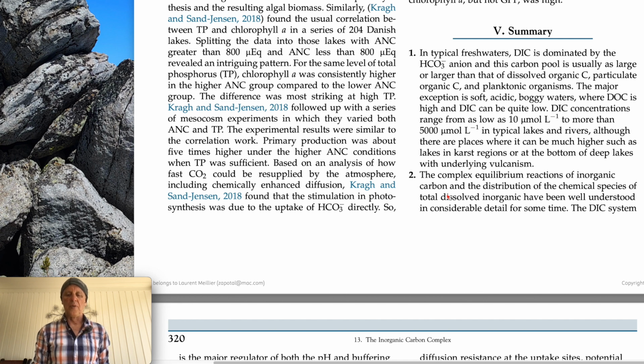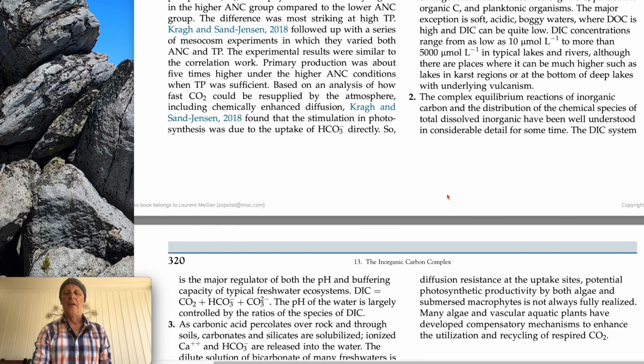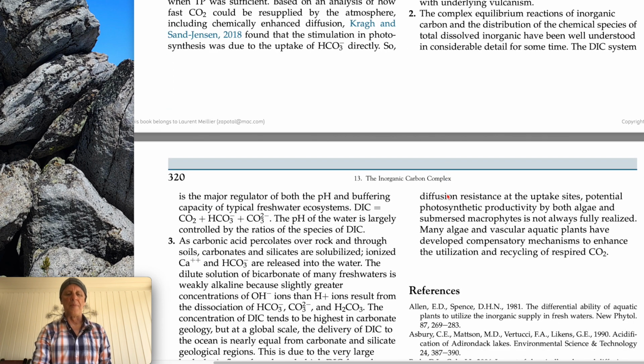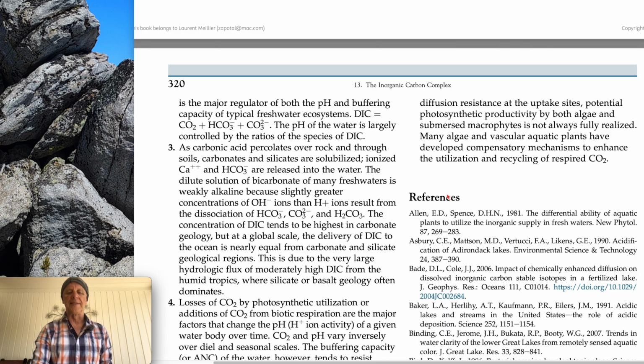The complex equilibrium reaction of inorganic carbon and the distribution of the chemical species of total dissolved inorganic carbon have been well understood in considerable detail for some time. The DIC system is the major regulator of both the pH and buffering capacity of typical freshwater ecosystems. DIC is equal to carbon dioxide plus bicarbonate plus carbonate. The pH of the water is largely controlled by the ratios of the species of DIC.